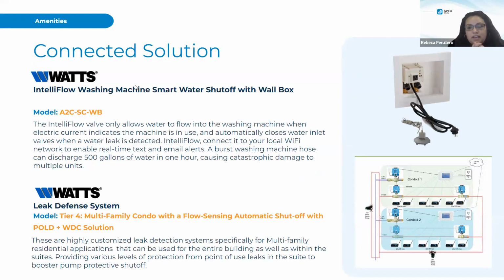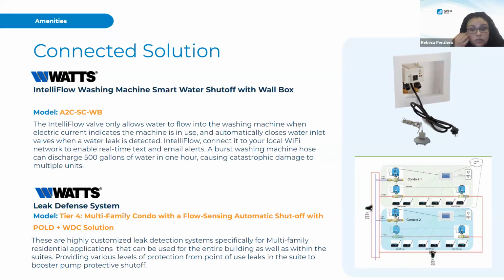And then when we talk about connected solutions, there's a lot of options that are now out in the market to start with leak detection. So we're going to start with some kind of point of use applications, which is new to the market. Watts has recently come out with the IntelliFlow washing machine smart water shut off with wall box. Say that 3 times fast.